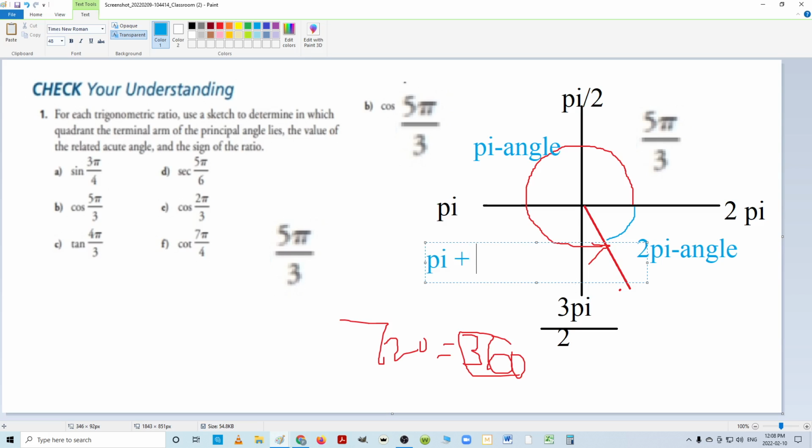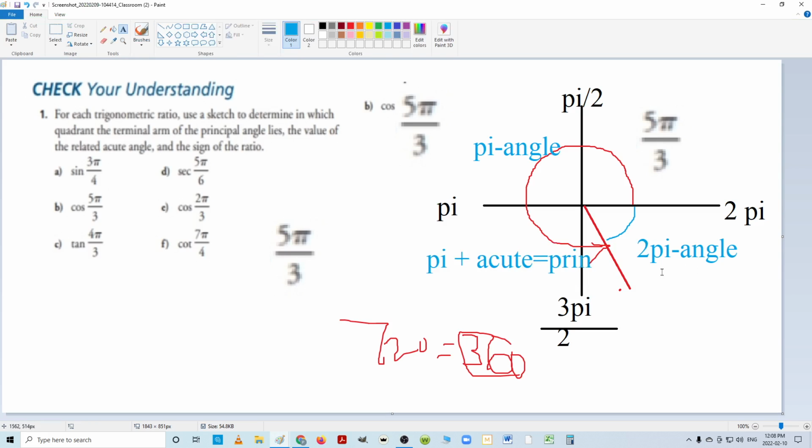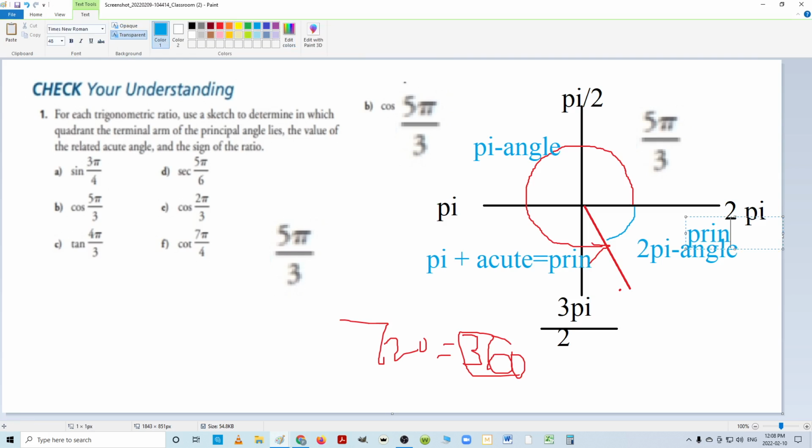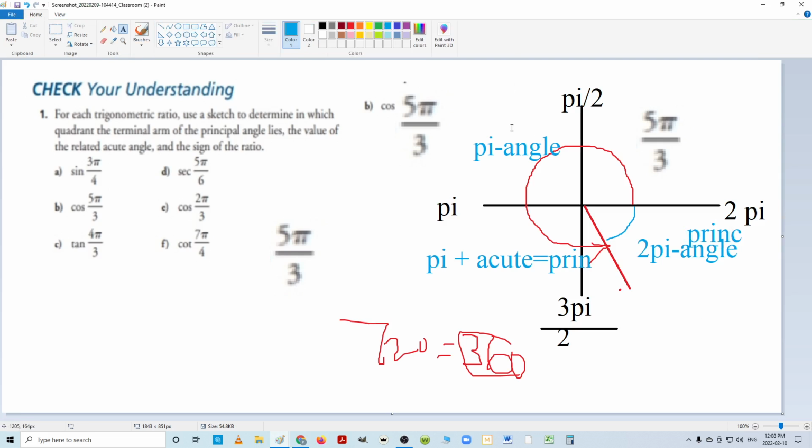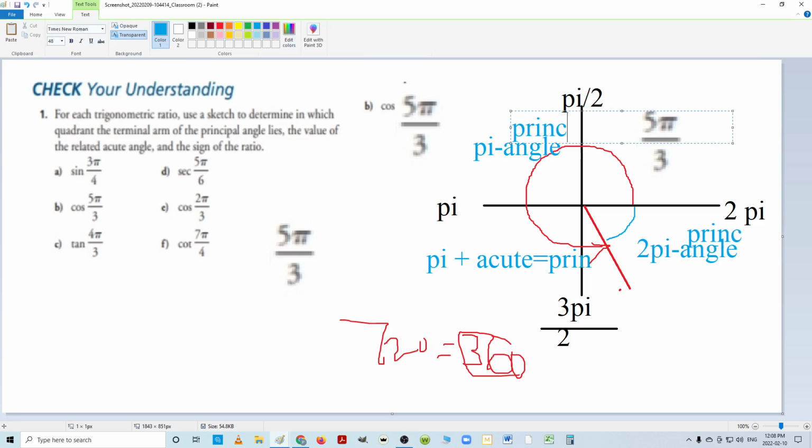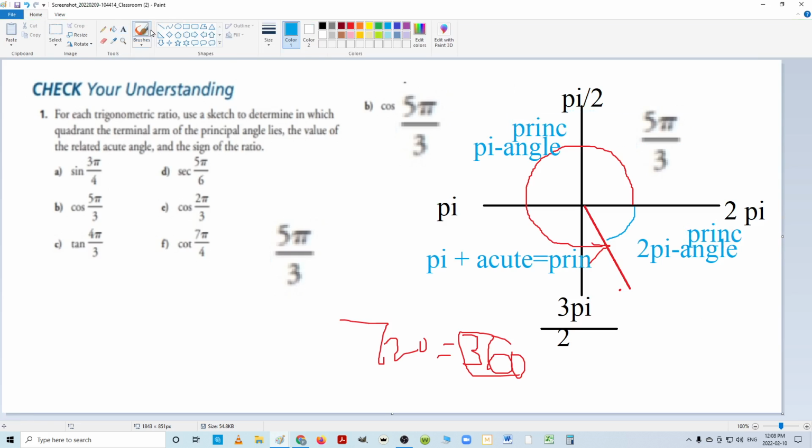Pi plus the acute will be equal to the full angle, the principal. 2 pi minus the principal angle will be equal to the acute angle. Pi minus the principal angle will be equal to the acute, but pi plus the acute will be equal to principal. Therefore, the acute is equal to the principal minus pi.